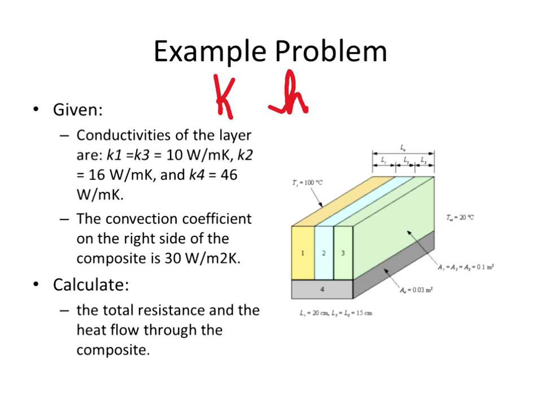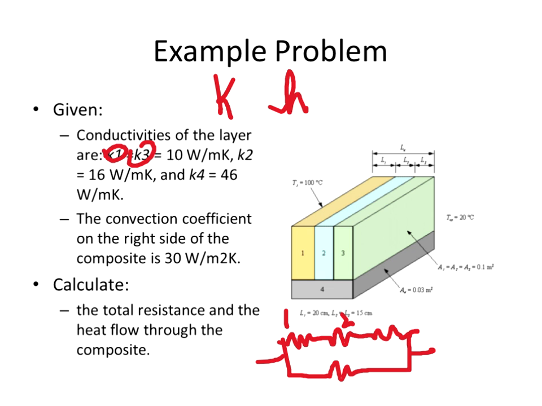So what happens is that you define the resistance for each one of those. And here you have, in layer 1, it says that you have conduction, K1 and K3, okay? And you have to determine the total resistance and, of course, the heat flow. So if you look at these layers, what you would have is, okay, you have 3 in series, but then the 4th one is in parallel. So here I have 1, 2, 3, and 4.